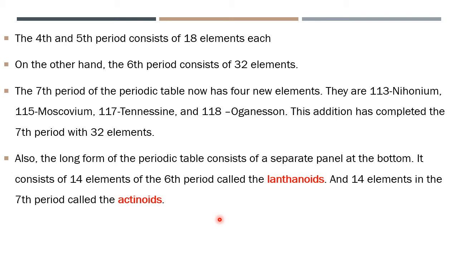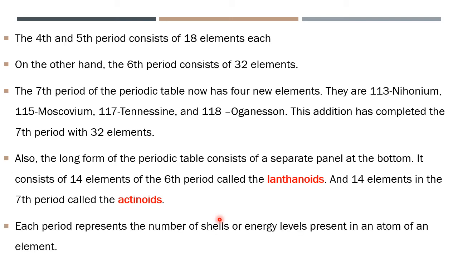Lanthanoids and actinoids are for the time being placed at the bottom, but actually their place is in the sixth period and the seventh period respectively. About lanthanoids and actinoids, there is a separate chapter in the 12th class. We will discuss it when you go to 12th class. Each period represents the number of shells or energy levels present in an atom of an element. Each period is given a number. That number represents the principal quantum number, or the shell number, or the energy level number.